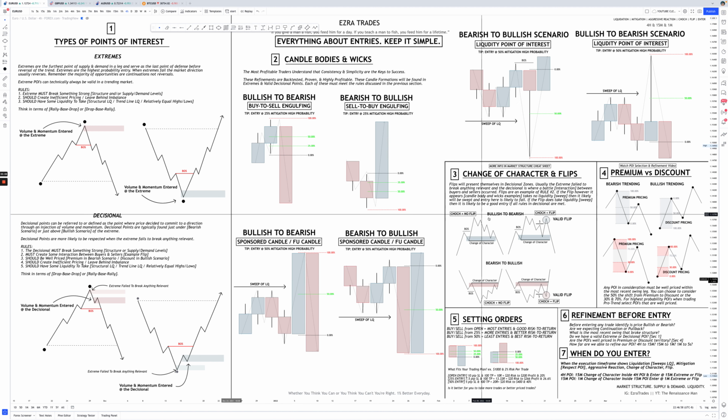So here's some examples. Change of character, you should already know that from my market structure video. We're not really going too much in depth on that. But here you can see in this chart, let's say we've refined our point of interest. So let's just say that this was a 4-hour, let's say POI here.